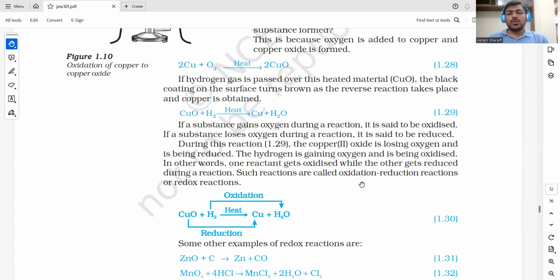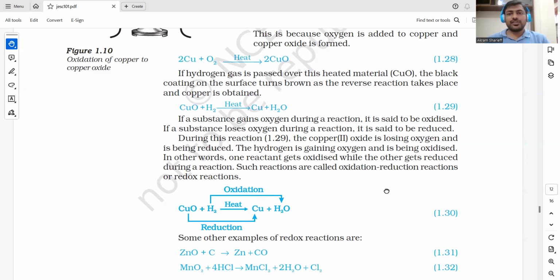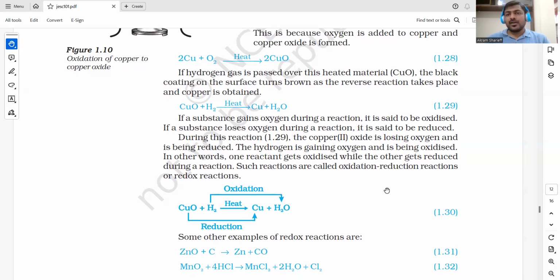If a substance loses oxygen during a reaction, it is said to be reduced. So in reaction 1.29, both things are happening. Copper oxide, what is happening? CuO is becoming Cu. That means it has lost oxygen. Lost oxygen means which kind of reaction is it? Reduced. Copper oxide has been reduced to copper.